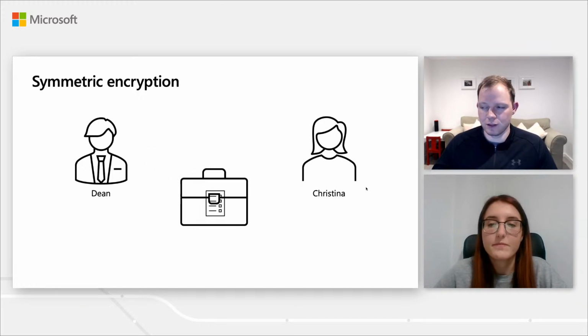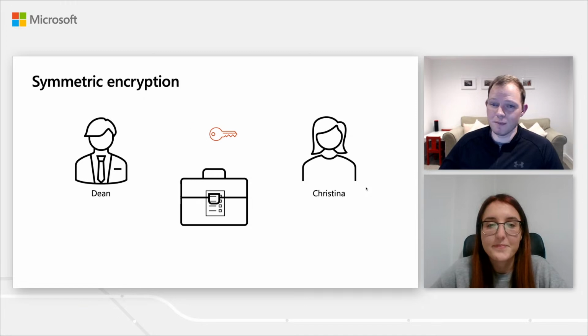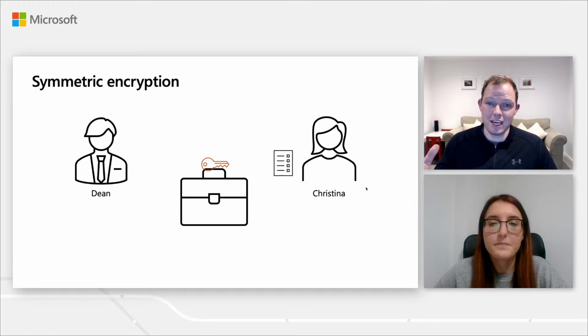If I want to put that document into the briefcase, I'm going to need the key from Christina. She'll give me the key, and then I will unlock and lock the briefcase with that key. So now the document is in the briefcase, and for me to access that, I will need the key. So then I can open the briefcase and retrieve the document. Exactly right. So I'm going to send the key back to Christina, and then you'll go ahead and, as you said, open the document. So we're using the same key to encrypt and decrypt in this example.